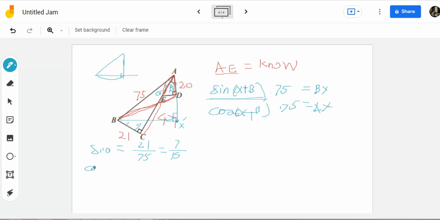Cosine is what? 25 squared, 625 minus 49. What is that? 576. Is that 24? Yeah, it's 24. So it's supposed to be 25, 24, right? So sine alpha, we have this one already, right?